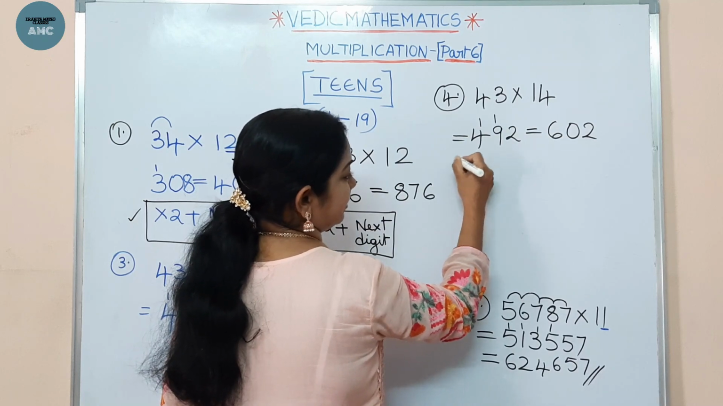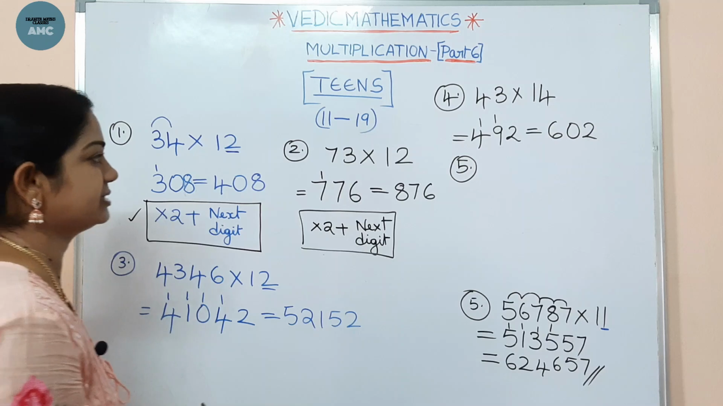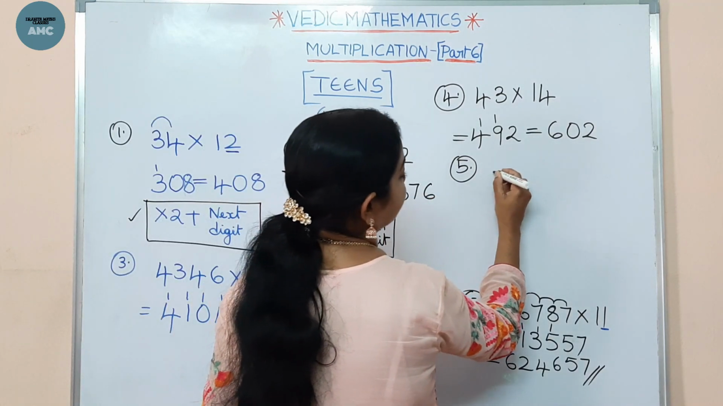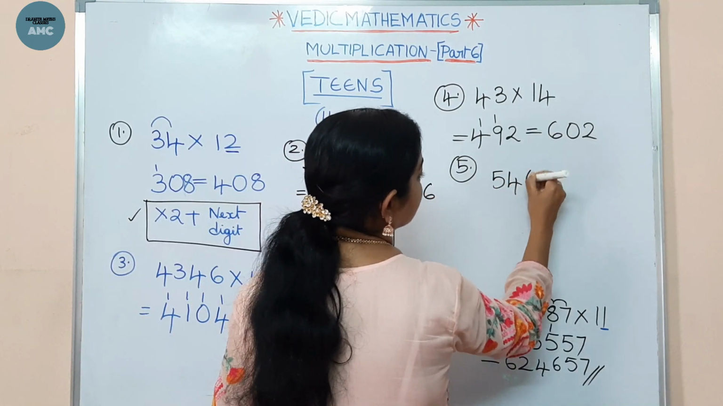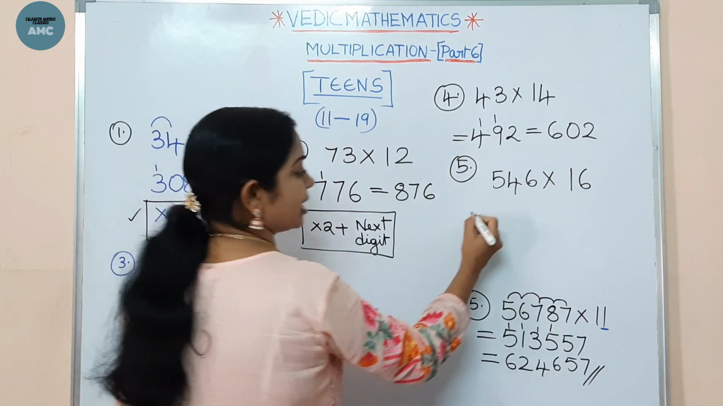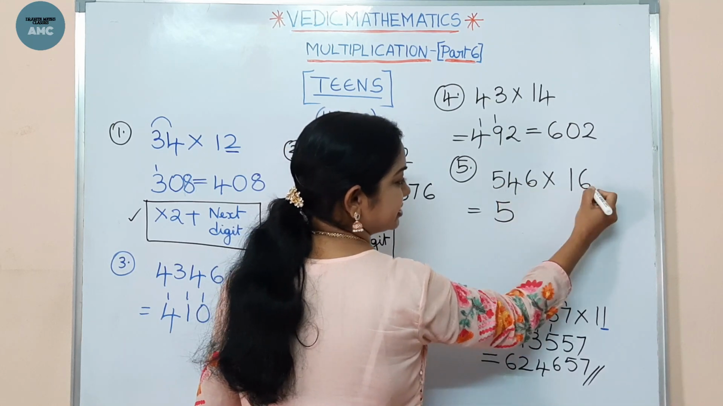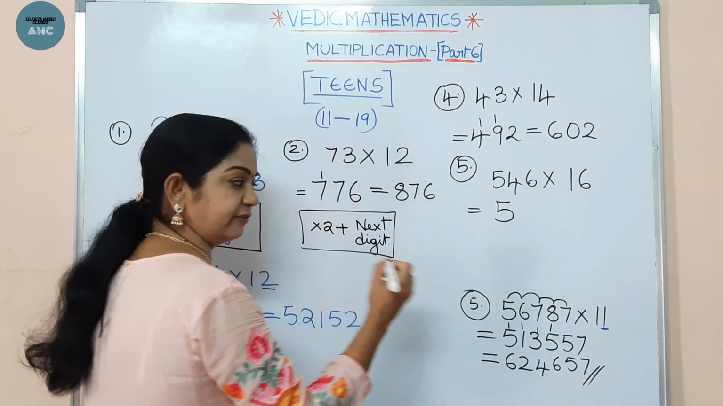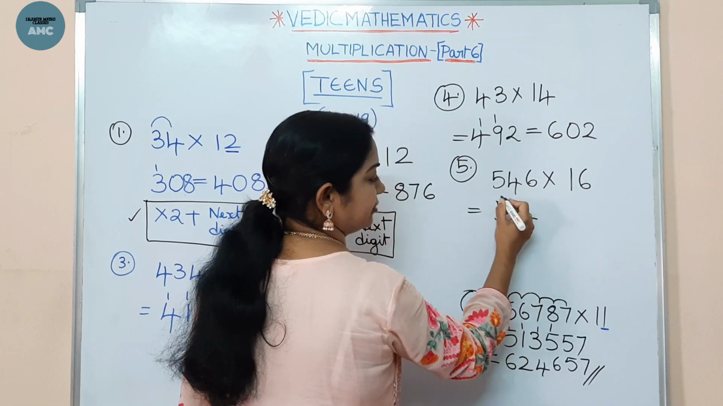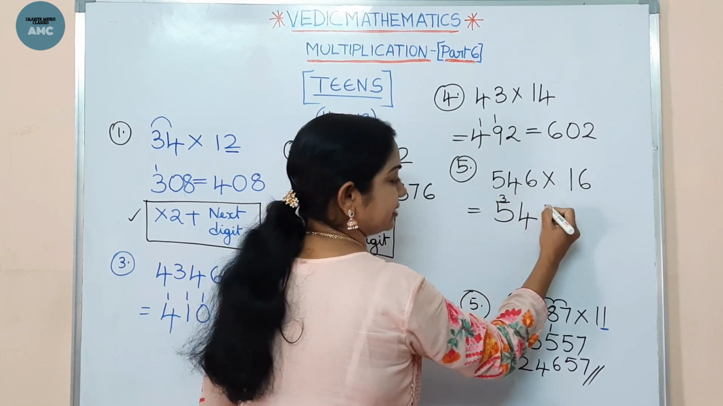Now let me take another example. Likewise, we are doing the multiplication with the teens. Let us multiply 546 by 16. Okay, let's get started. Now 5, first number as it is. Now 5 times 6 is 30. 30 plus 4 is 34. So 4 and 3. Now 6 times 4 is 24. 24 plus 6 is 30 again.